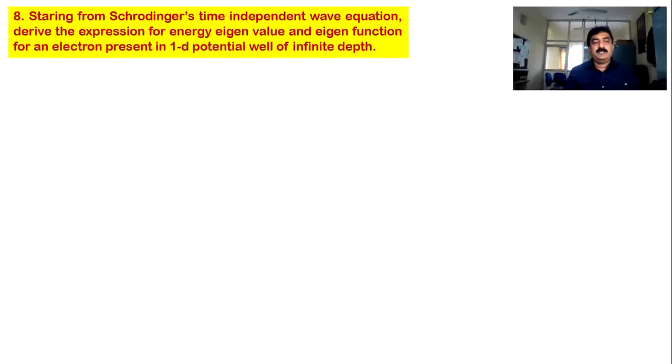Here comes the question. This is one of the important questions, not only for the internal test but even for the main exam also. The question is: starting from the Schrodinger time independent wave equation, derive the expression for energy eigenvalue and eigenfunction for an electron. Not necessarily an electron, it can be any particle present in a one dimensional potential well of infinite height or infinite depth.